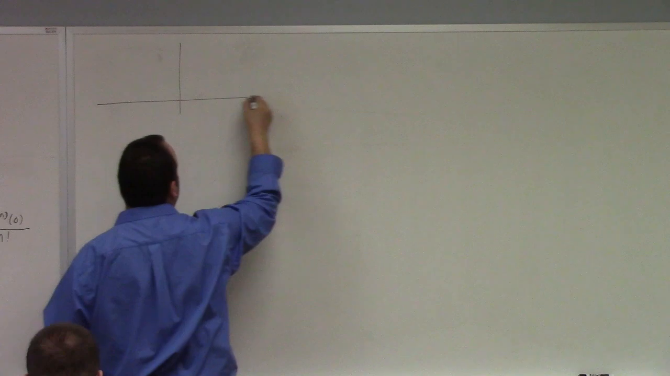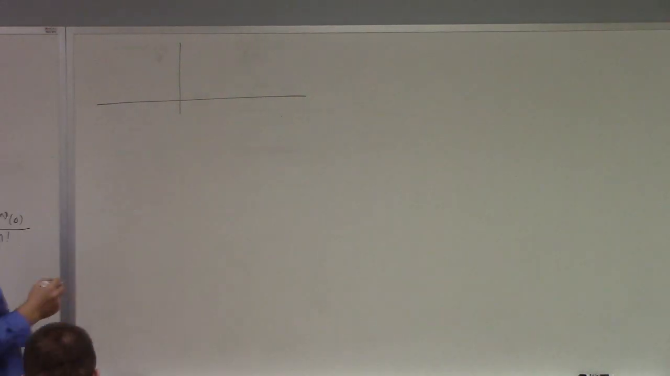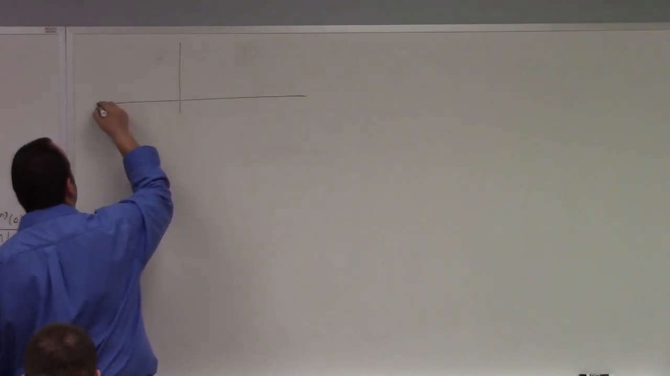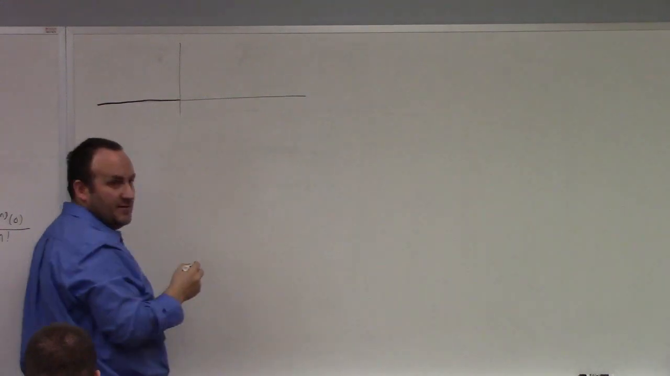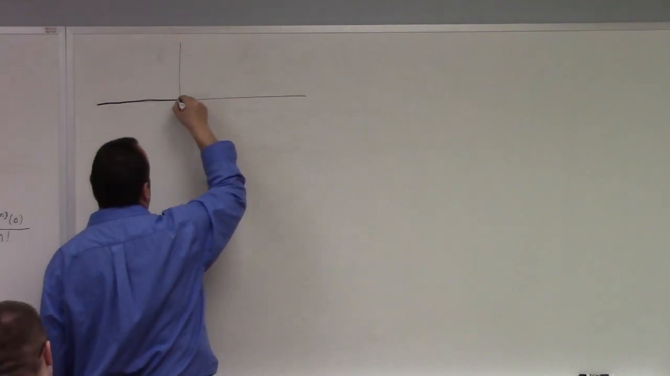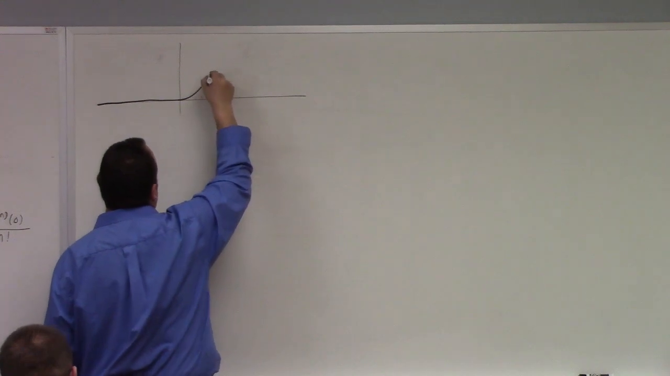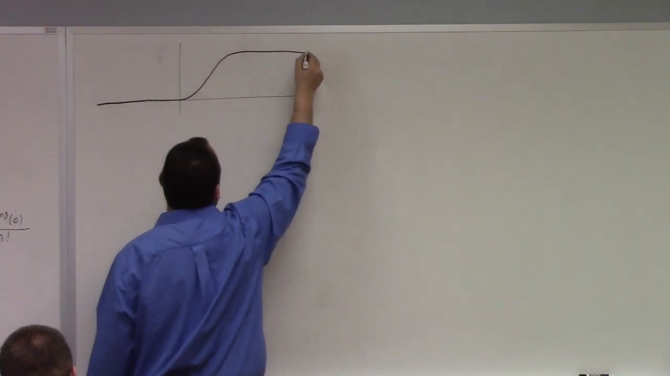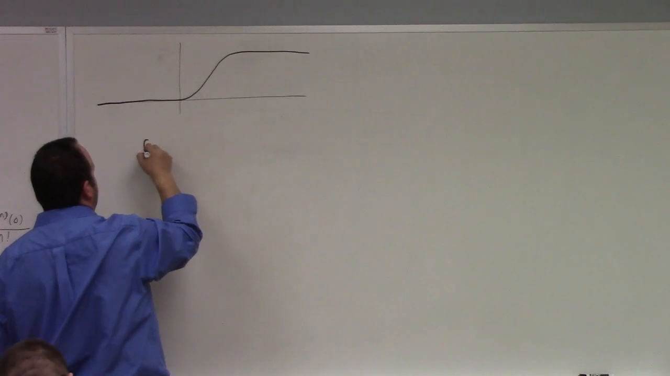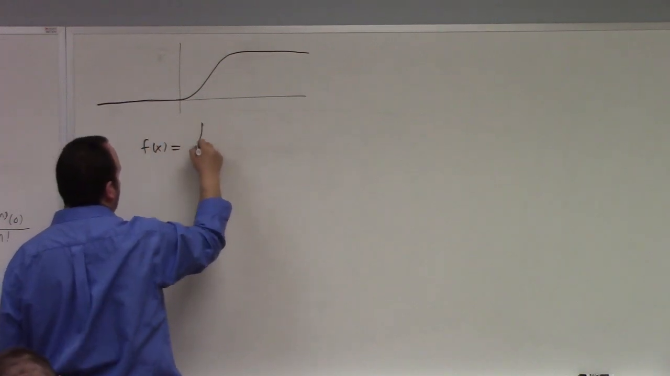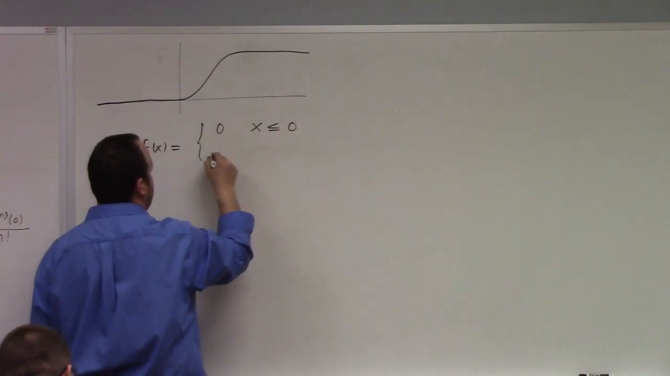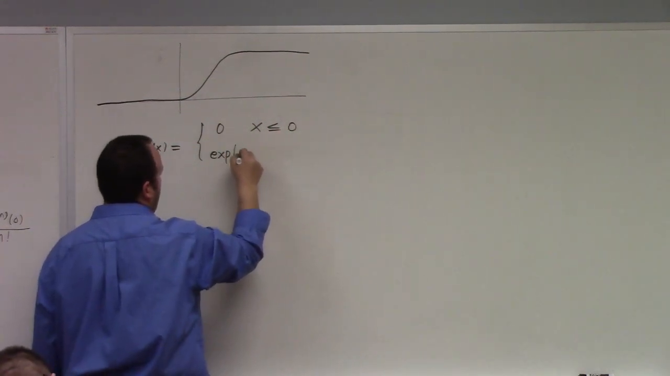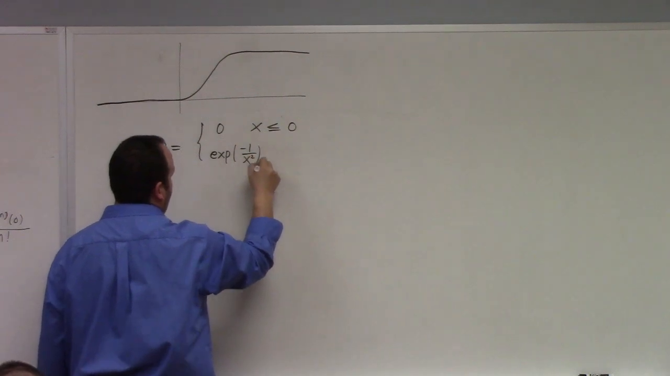So there's a function, and this function's smooth, very smooth, and it's 0, like this, and then it comes into the origin, and it's just so smooth. It just goes up like that, and then eventually it kind of tableaus out here at 1. The function is this: f of x equals 0 for x less than or equal to 0, and exponential of minus 1 over x squared for x positive.